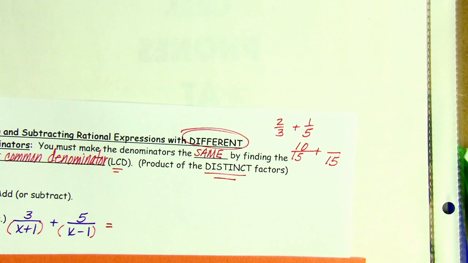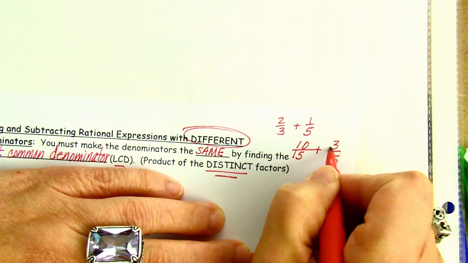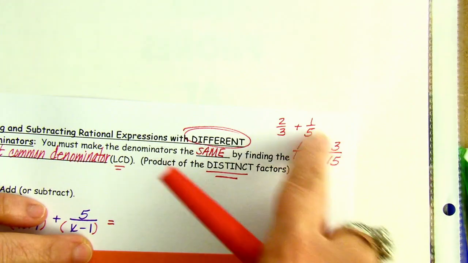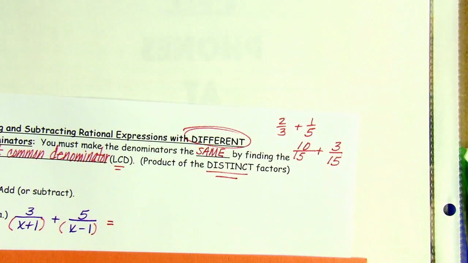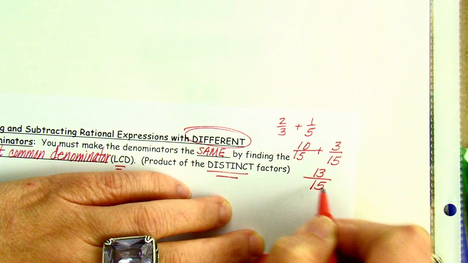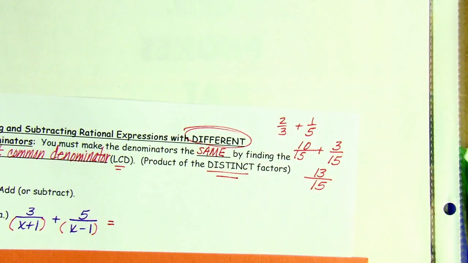If I would simplify 10/15, I would get 2/3. And here, if I would simplify 3/15, 5 goes into 15 3 times, and 3 times 1 is 3. Now I've got 13/15. The denominators are the same, and so now I can add the numerators.